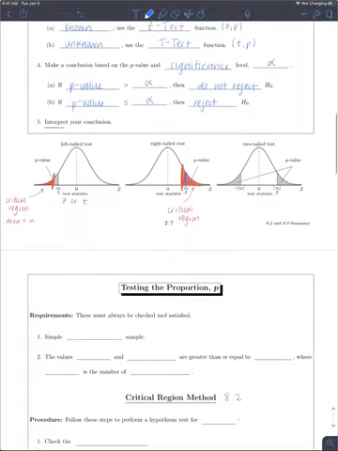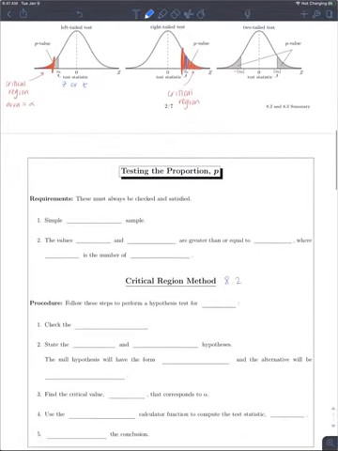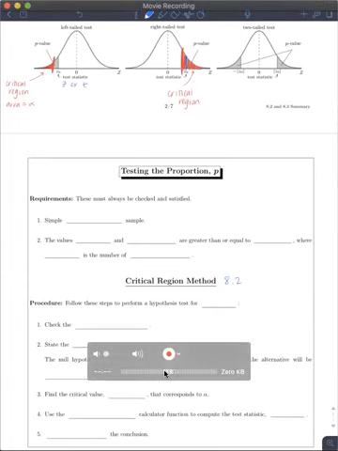But yeah. All right, so here, let's talk about testing a proportion P. And so again, when you test a proportion P, you can use either the critical region method or the p-value method. And it's basically the same thing. You just have some different variables that you're going to be looking for here, right? And different calculator functions that you're going to be using. But again, the very, very first thing that you need is you need a simple random sample. That's just always true.